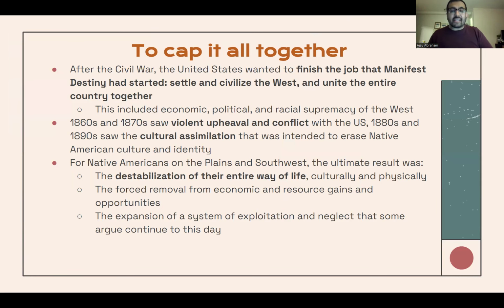After the Civil War, the United States wanted to finish the job, right? We wanted to settle and civilize the West and unite the entire country together. Went through this whole Civil War. We've now dealt with the issues of slave states versus free states. So now we just need to unite and make us as economically powerful as possible. But this really plays out with economic, political, and racial supremacy of the West. The 1860s and 1870s, when we talk specifically about Native Americans' relations, is violent upheaval and conflict.